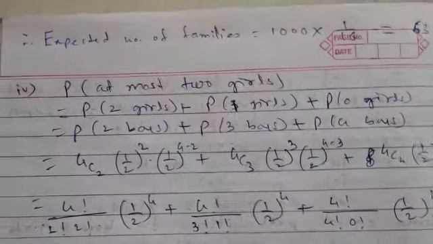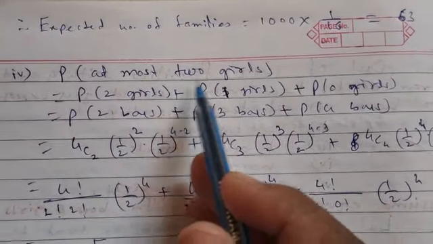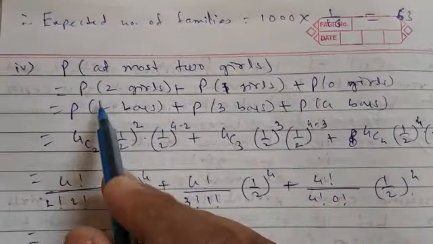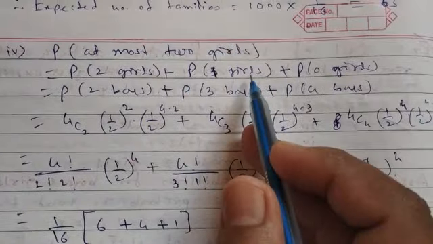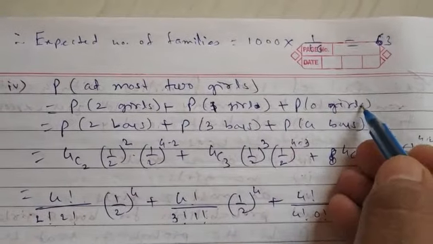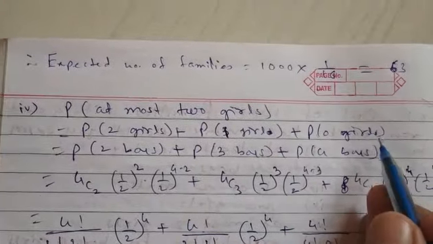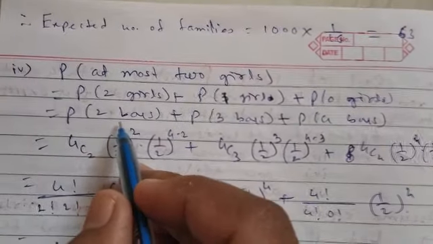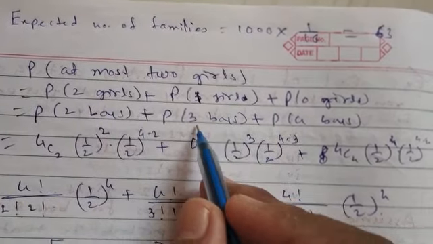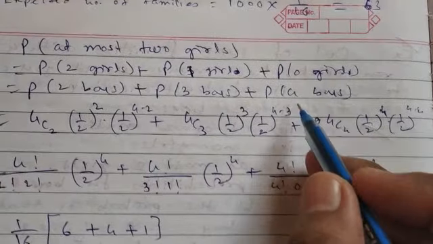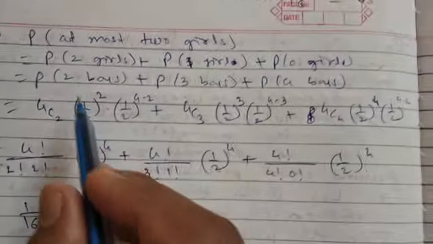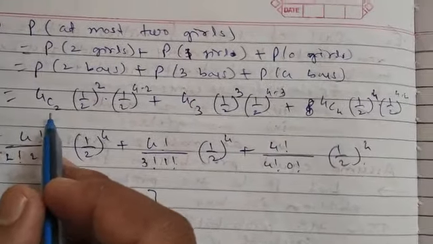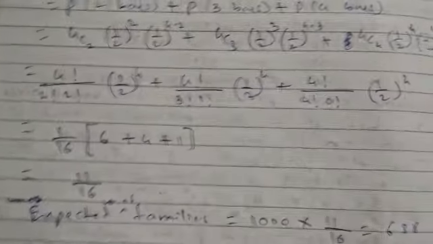Next part, probability of at most 2 girls. I need at most 2 girls. So this is probability of 2 girls plus probability of 1 girl plus probability of 0 girls. So we'll convert everything in terms of boys. So 2 girls is equivalent to 2 boys. So probability of 2 boys plus probability of 1 girl, meaning 3 boys, plus probability of 0 girls, meaning probability of 4 boys. So replace all these values: X equal to 2, X equal to 3, X equal to 4. We'll replace these values in binomial distribution. So we'll get probability to be 11 by 16.